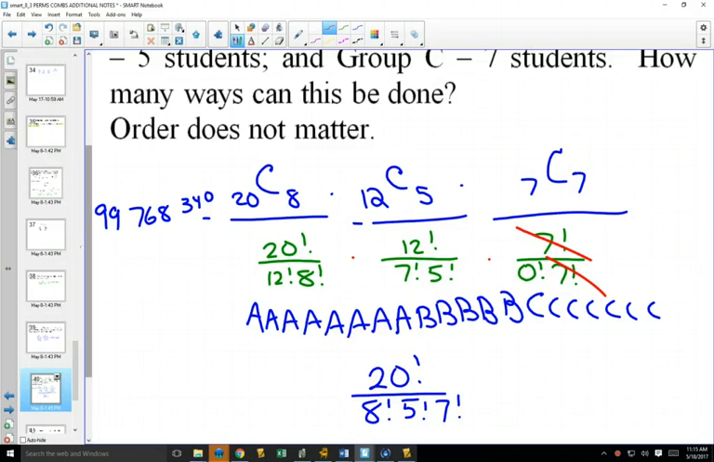7 factorial divided by 7 factorial. 0 factorial is 1, so I'm just going to put a line through it. So everything that cancels out is going to leave you with 1. Anything else cancel out? Oh, this 12 and this 12 would cancel out. And what are you left with? On top, the only thing is 20 factorial. On the bottom is 8, 5, and 7.